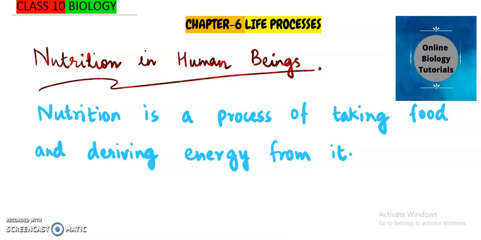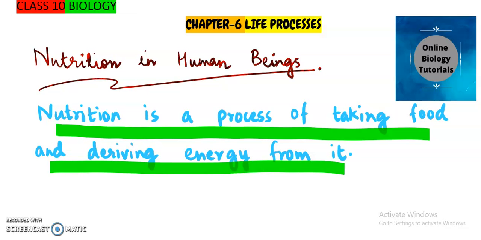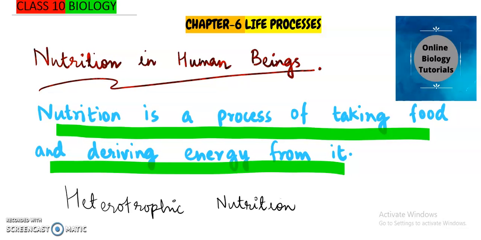Now, what is nutrition? Nutrition is basically a process of taking food and deriving energy from it, right? So we have seen that there are organisms that may fall in the category of autotrophic if they are preparing their own food, or they may fall in the category of heterotrophic nutrition where they are dependent upon others. Now, one thing is clear that human beings cannot prepare their own food. That means human beings fall in the category of heterotrophic nutrition.